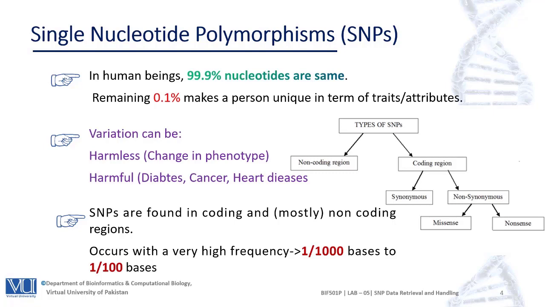Some SNPs or variants are harmless and only result in phenotype changes, whereas some SNPs are harmful and cause diseases, hence called mutations. The SNP occurrence frequency ranges from 1 out of 1000 to 1 out of 100 bases in an individual, which is a very high frequency.